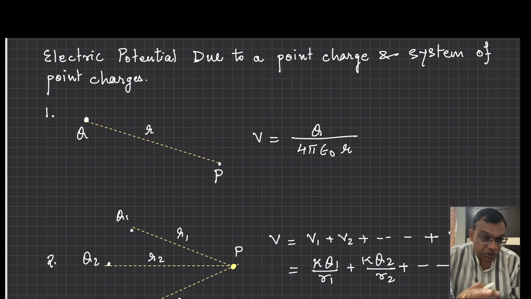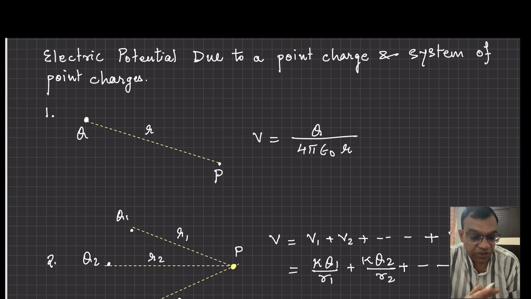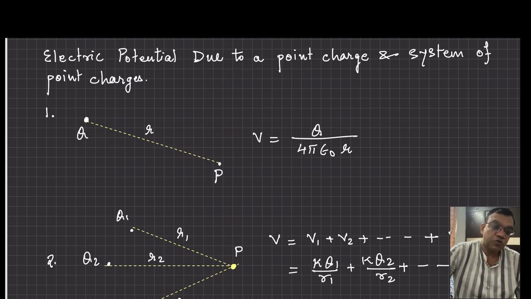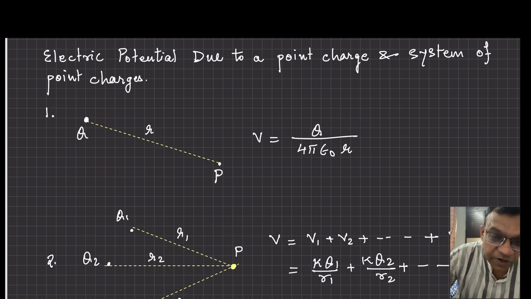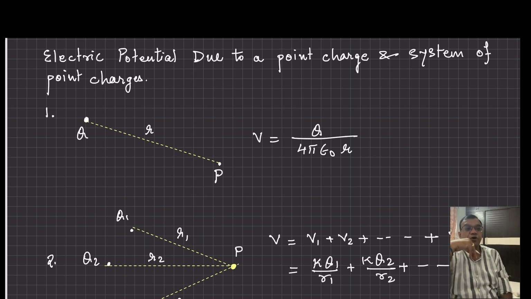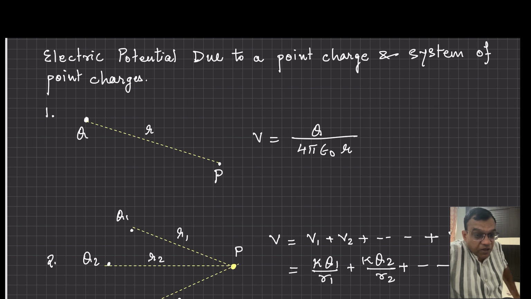Now, potential we are discussing. Remember, potential is a scalar physical quantity. So just like in the electric field, we have seen the electric field due to the point charge, due to the system of point charges, due to the continuous charge distribution, same way, we are going to find the electric potential due to a point charge, due to a system of point charges, and due to continuous charge system.